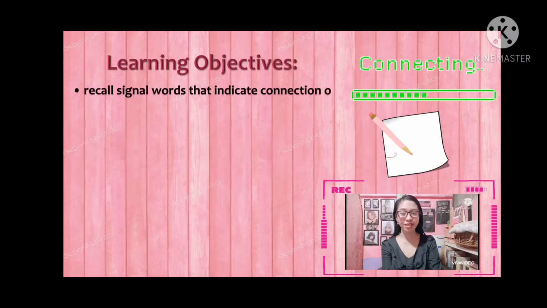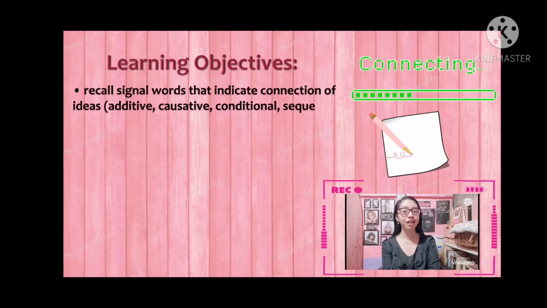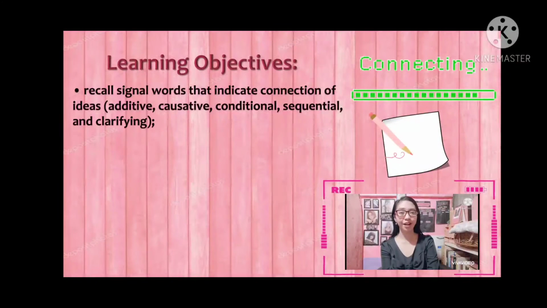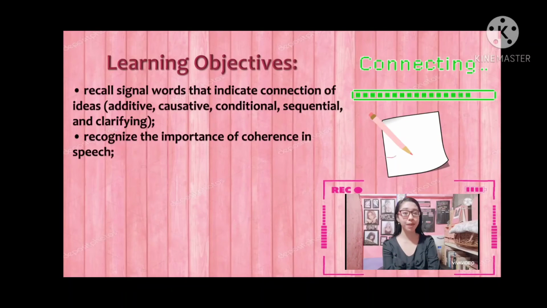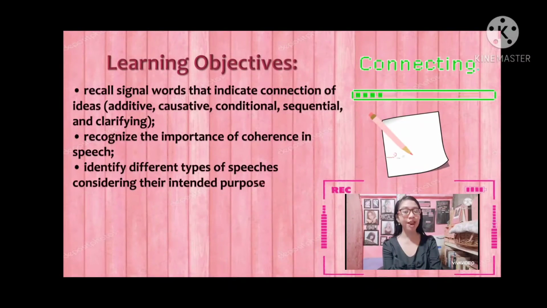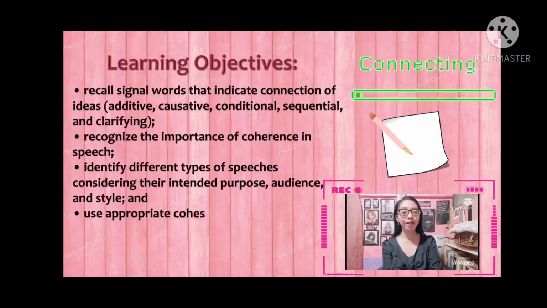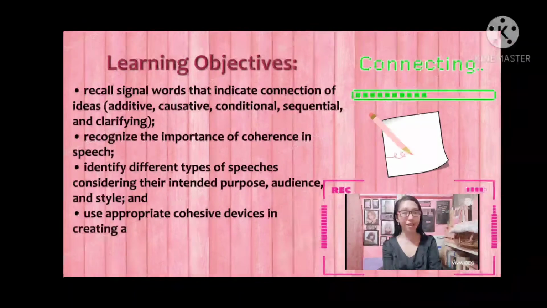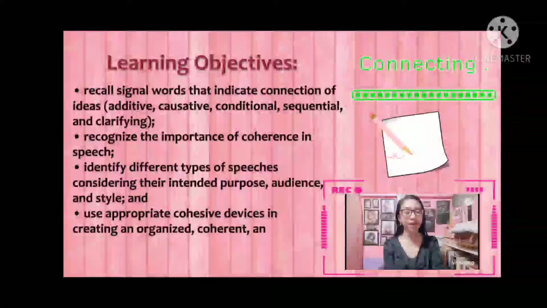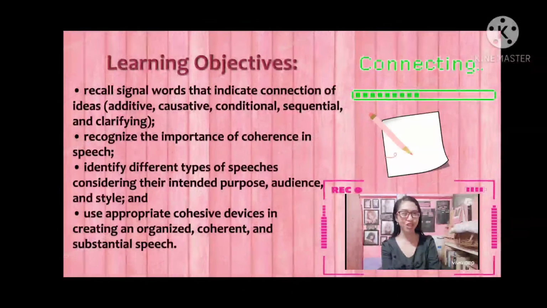Recall signal words that indicate connection of ideas, whether additive, causative, conditional, sequential, and clarifying. Recognize the importance of coherence in speech. Identify different types of speeches, considering their intended purpose, audience, and style. And last, use appropriate cohesive devices in creating an organized, coherent, and substantial speech.